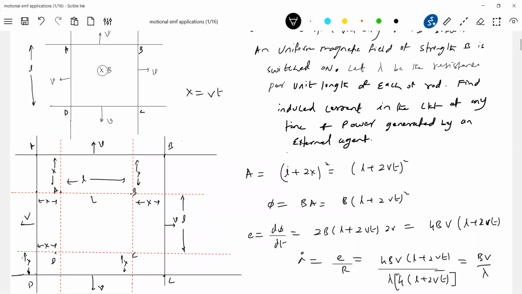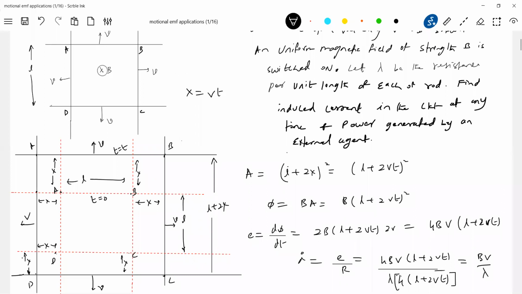At t equal to 0, the rods were here. After some time t, it is here. At time t, what is the side length of the loop? L plus 2x. Write it. So I got this one.